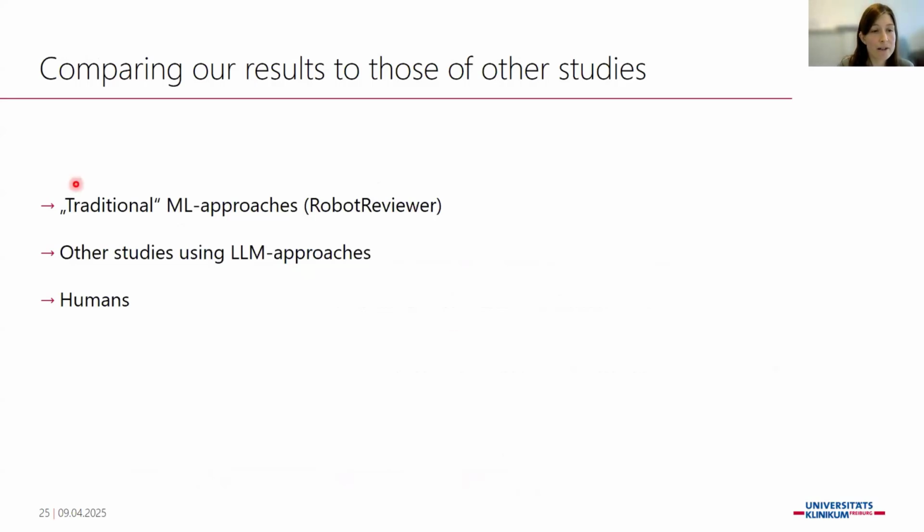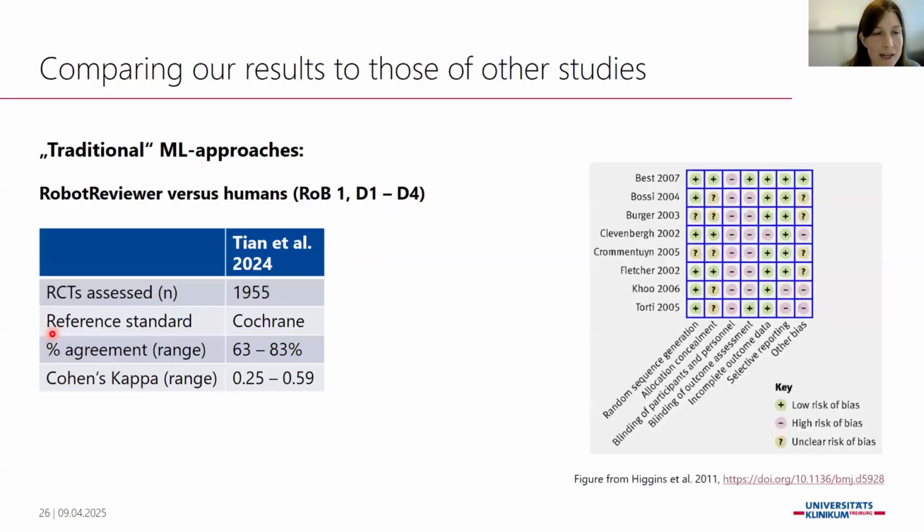I would like to first compare it to more traditional machine learning approaches, which is more or less the robot reviewer, as I already said. Then I would like to compare it to other studies using large language model approaches, so for example, ChatGPT. And then I would also like to compare it with human risk of bias judgment and how well humans agree when they make risk of bias judgment.